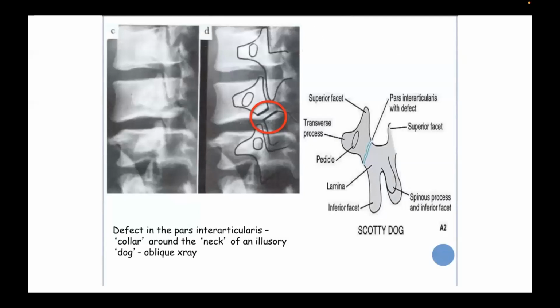The beheaded Scotty dog sign is mainly seen in the oblique view of the lumbar spine X-ray, where the transverse process forms the nose of the Scottish dog head, the superior facet forms the ears, and the pedicle forms the eye. The neck is mainly formed by the pars interarticularis. The lamina and inferior facets, and the spinous process, form the limbs or the hind limbs of the Scottish dog. So when there is a break in the neck, that is, a pars interarticularis defect, it looks like the beheaded Scotty dog sign.